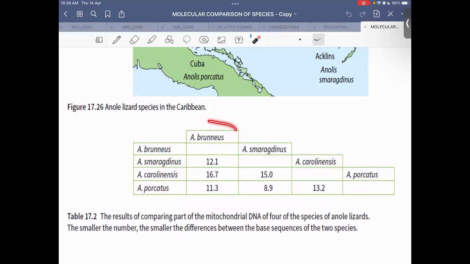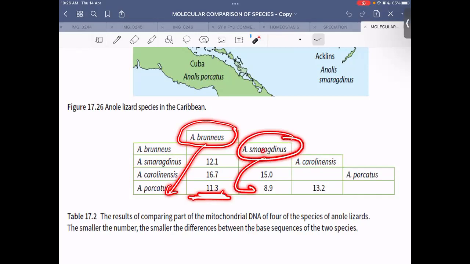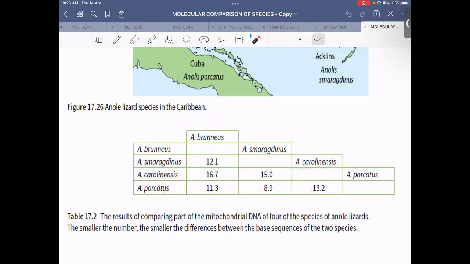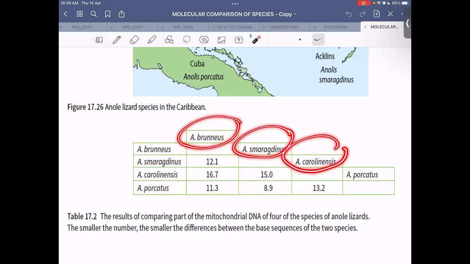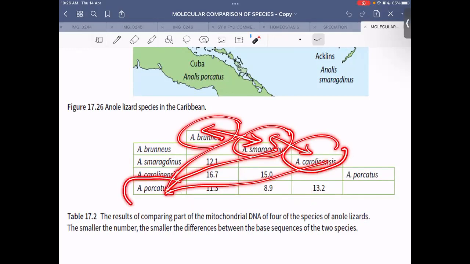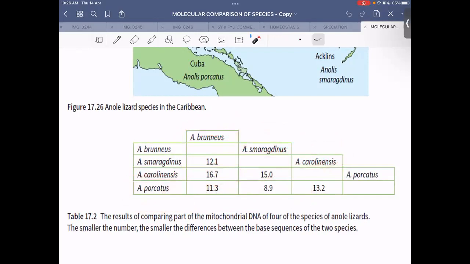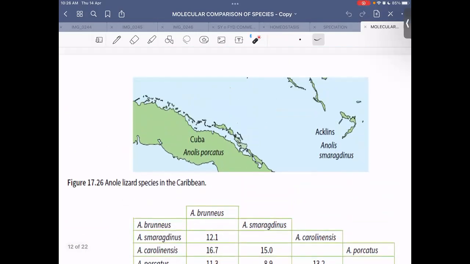See, the difference in the base sequences of Brunnius and Porcatus is 11.3, which is a small number, right? The difference between Smaragdinus and Porcatus is 8.9, and Carolinensis and Porcatus is 13.2. So all this shows that these 3 species of lizards are not so closely related to each other as much as they are closely related to Porcatus, showing that initially this species Porcatus was living on an island in Cuba, as can be seen over here.